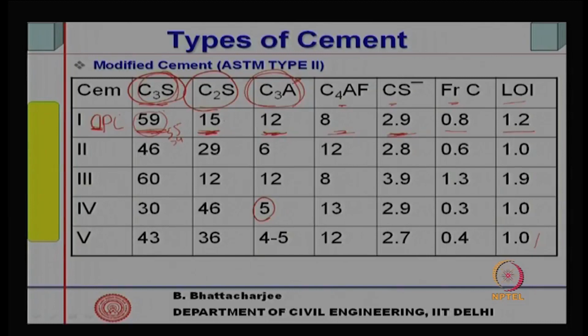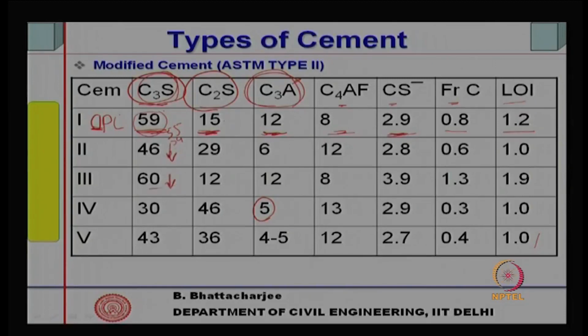So, let us see one by one. Type 2 cement is called modified cement. It is actually somewhere between type 4 and type 2. It is not exactly low heat, but it is between these two. So, let us go downwards. Type 2, I will come to type 2 later on, come to type 3.